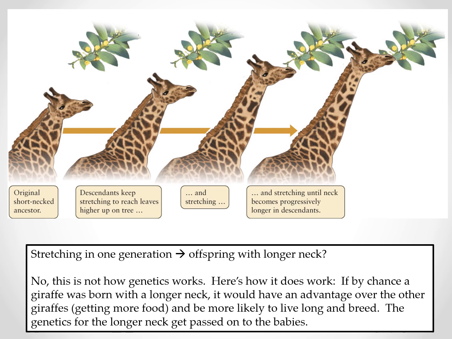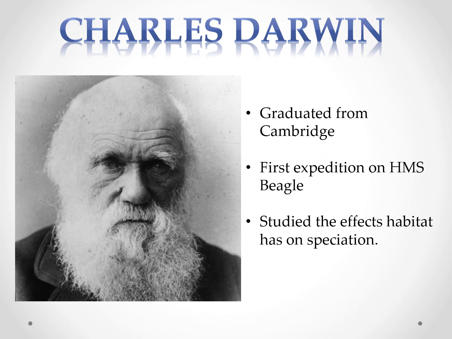If by chance there was a giraffe born with a longer neck, it would have an advantage over the other giraffes in terms of getting more food. It might be more likely to live longer and breed more. The genetics for the longer neck get passed on to the babies. Thus, in the next generation, you have more long-necked giraffes born, because that original giraffe was more successful at breeding. As we're going to find out throughout the semester, the name of the game in evolution is breeding and passing genes from one generation to the next.